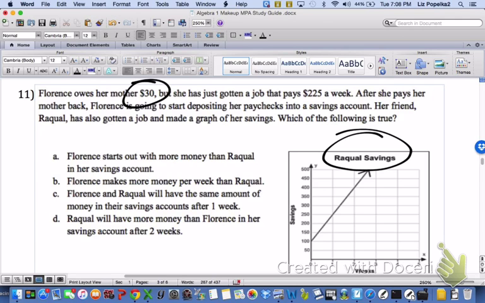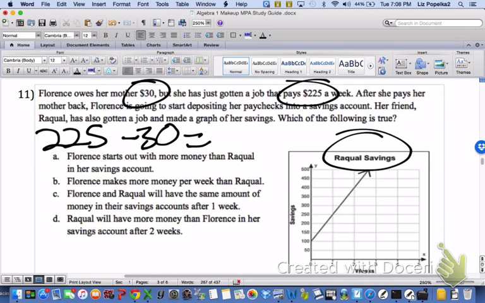So notice it says that Florence owes her mother $30 and gets a job that pays $225 a week. Then after she pays her mother back, she's going to deposit her paychecks into a savings account. So you can make the inference that the first time she makes $225 and takes away that $30 that she owes her mother, she's going to deposit $195 into that savings account, which means she's actually going to start off with $195 in her savings account.